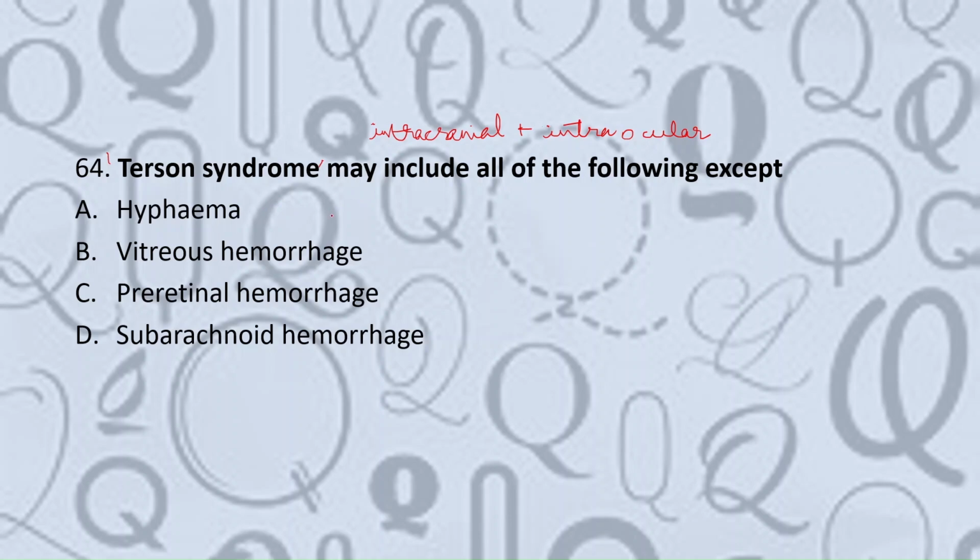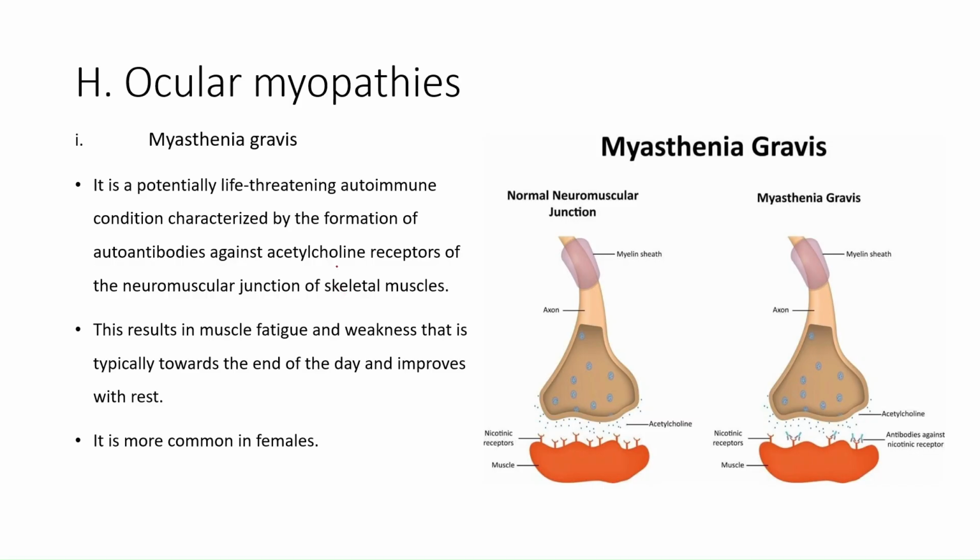So why do we exclude hyphema? Because the proposed mechanism for Terson syndrome is raised ICT due to the intracranial hemorrhage, which translates along the optic nerve, and then there is a rupture of the vessels within the optic nerve in the central retinal artery, which can give rise to a vitreous hemorrhage or a preretinal hemorrhage, or a subhyaloid hemorrhage. So all three can occur along with the subarachnoid intracranial hemorrhage. So hyphema never occurs as a part of Terson syndrome.